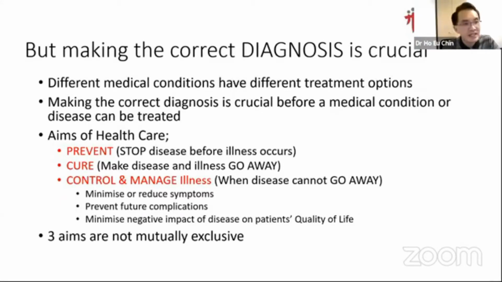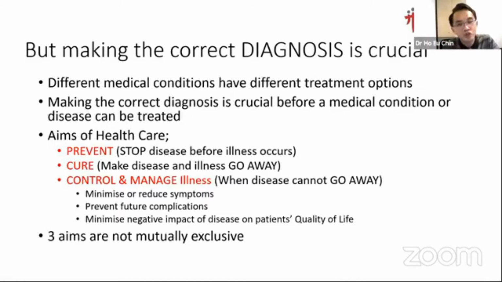Once you have advanced diabetes, I think the consensus among doctors is that we cannot cure diabetes, but we have to accept that the patient has the disease, and our job is to help the patient manage their illness, right? So we try to minimize and reduce the symptoms of having the sugar level too high or too low, and prevent future complications, because diabetes is a risk factor for many other serious and life-threatening illnesses like heart disease, heart attacks, strokes. And then we try to minimize the negative impact of diabetes on the patient's quality of life.